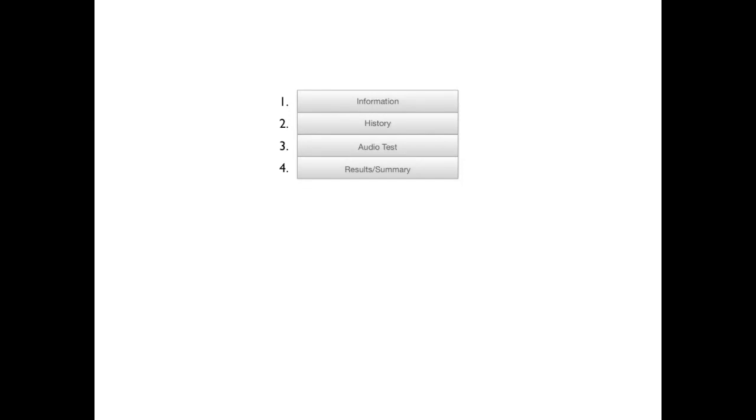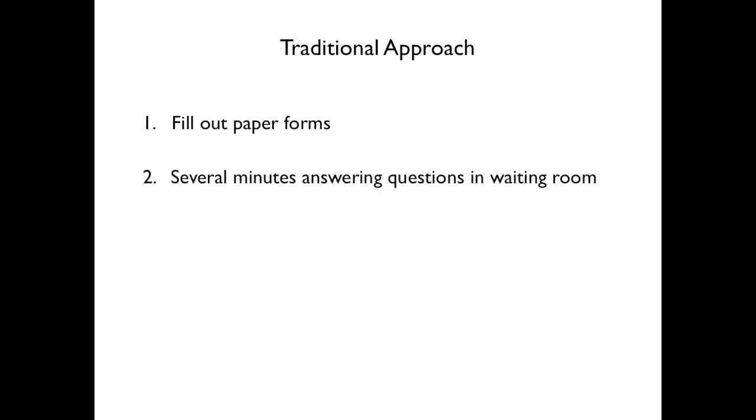A report is based off of 4 different sections: the basic patient information, the history or problem description, the audio tests, and the results, summary, and recommendations. Now let's say I'm an audiologist who has patients fill out paper forms upon coming into my office. The patient then spends several minutes answering questions in the waiting room.